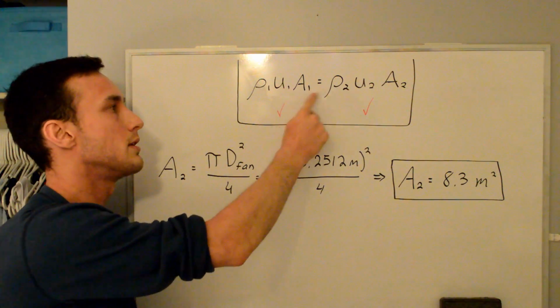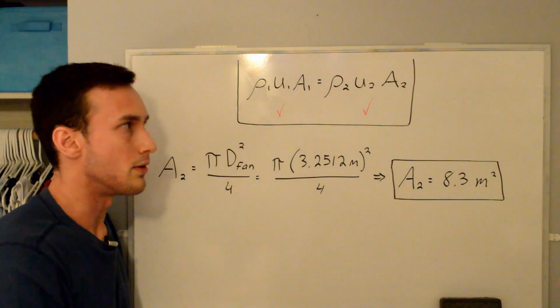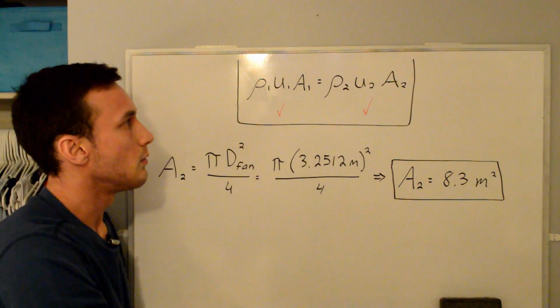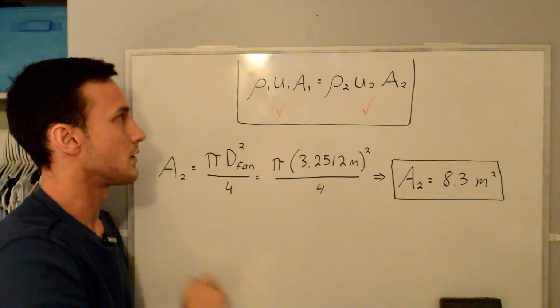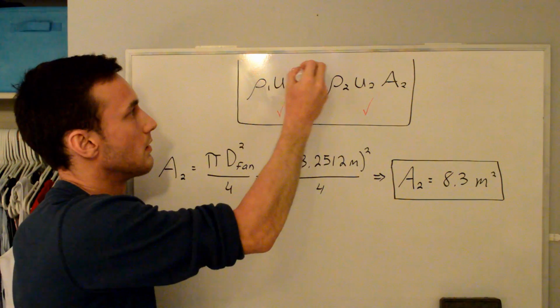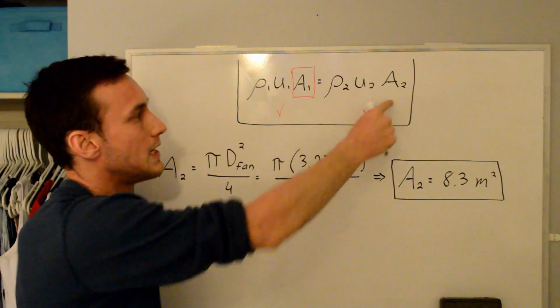Rho 1 U1 A1 is equal to rho 2 U2 A2. We just solved for U1 and U2, so we have those, so I put check marks. We still need the density at 1 and density at 2. This is what we want to solve for. So you can see we still need rho 1, rho 2, and A2.